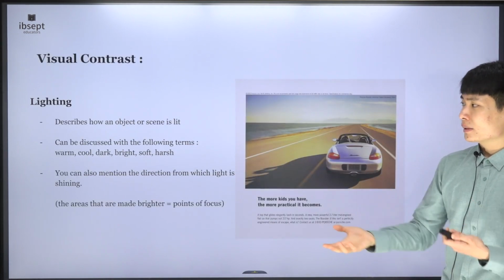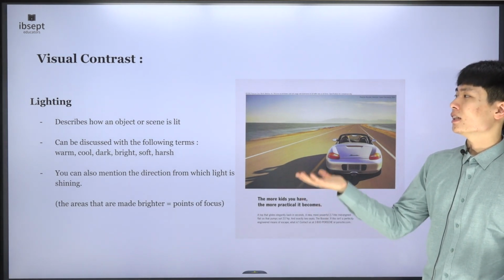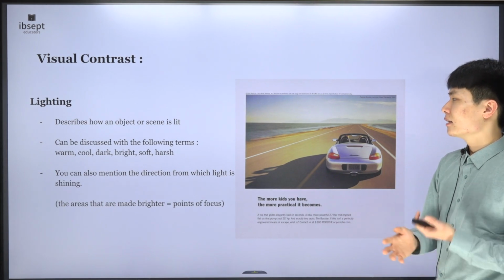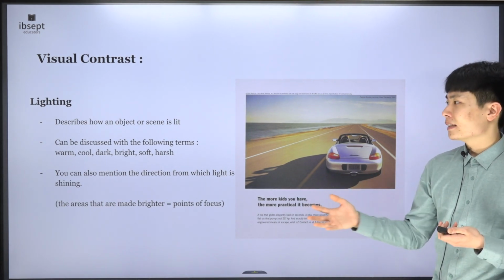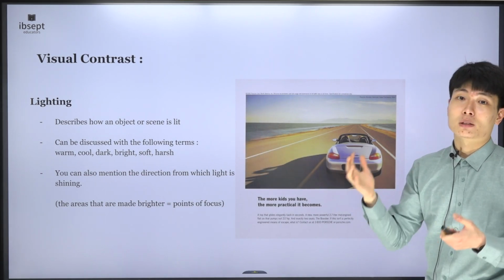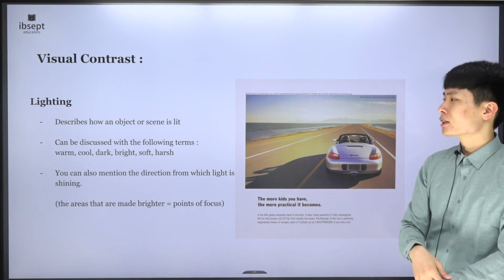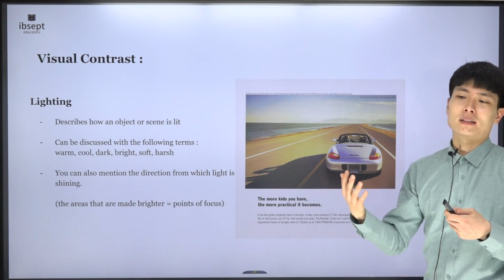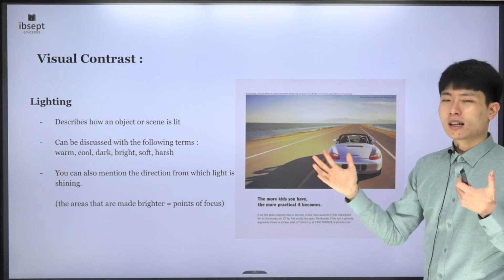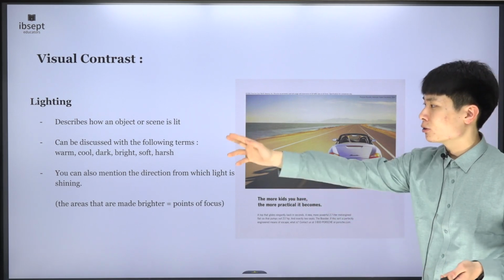Okay, so to begin, let's discuss lighting. Lighting is simply how an object or scene is lit within an image or within a visual source. There are many ways to describe lighting, but I think the simplest ways to do so are the following 6 words. You can talk about whether the lighting is warm or cool. That has to do with the overall color scheme, like warm tones: reds, oranges, yellows; cool tones: the greens, the violets, the blues. So we innately understand whether an image is warmly lit or lit very coolly.